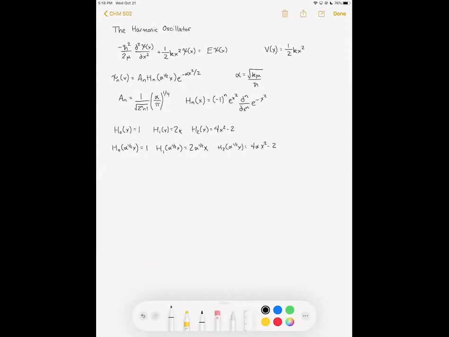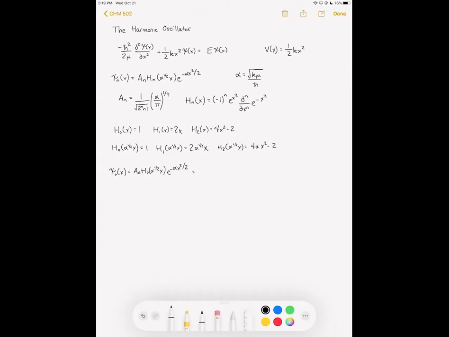Okay, so we can put all of these together to come up with the wave function solutions. So let's look at the first couple. Our ground state, psi 0 as a function of x, is going to equal A0 times H0 as a function of alpha^(1/2) times x, and then e to the minus alpha x squared over 2.